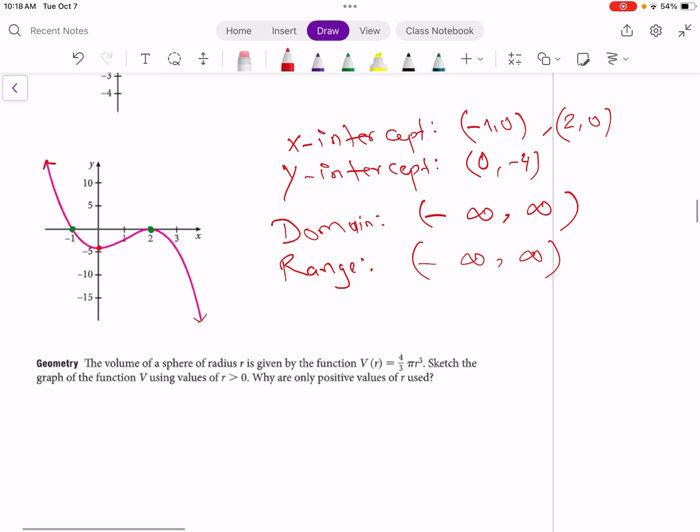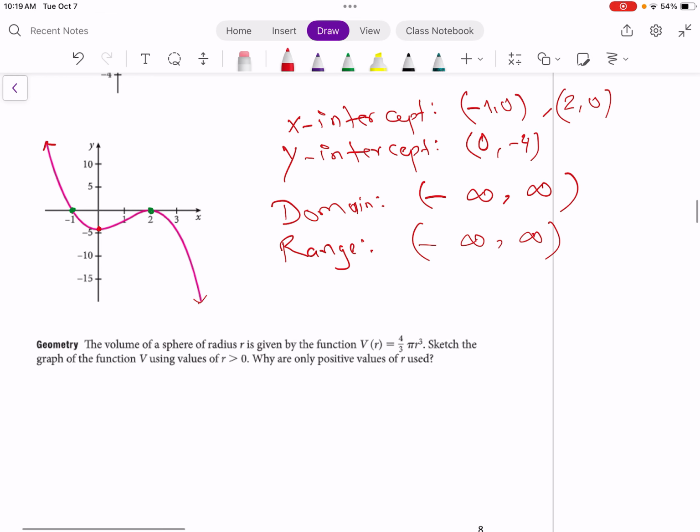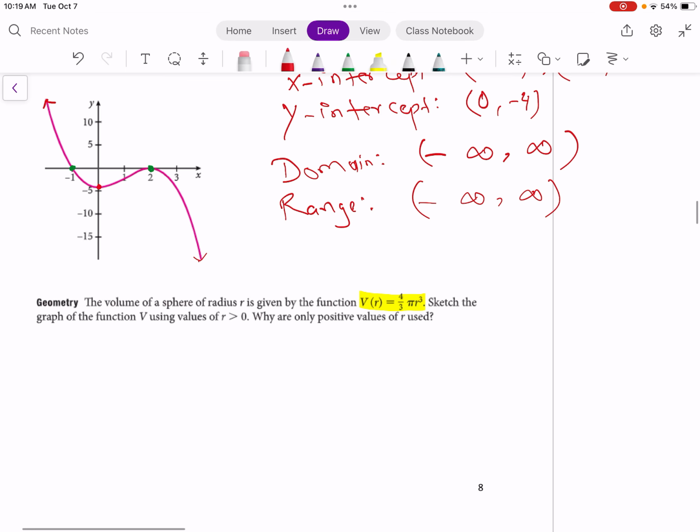Okay, the last question for this section. Here we have the volume of a sphere of radius r given by this function. So we have a function V of r, and this function is 4/3 pi times r cubed.